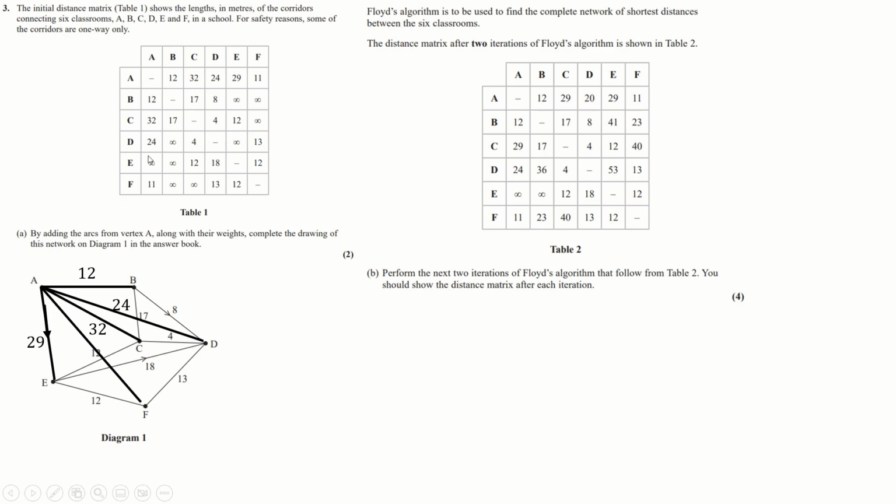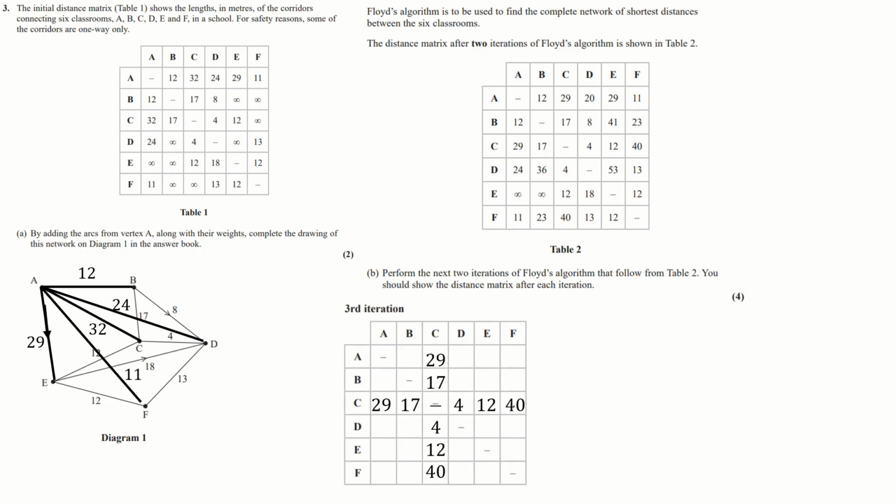So just be really careful to not do that completely on autopilot, and read it carefully. After you've done a couple of iterations of Floyd's algorithm, so they've presumably iterated through A and B so far, they want us to do a couple more. So we're going to start iterating through C this time. We'll keep the C row and the C column the same, and we'll just check this.